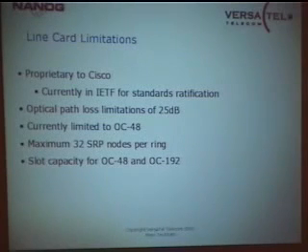We're limited to 25 dB loss on any path. We're currently limited to OC48 as the maximum speed that we can utilize. We're also limited to 32 SRP nodes per ring. And on the GSR 12016, 12012, and 12008, the actual slot capacity is limited as we get higher into the OC48 and OC192 cards. OC48 requires 2 slots.